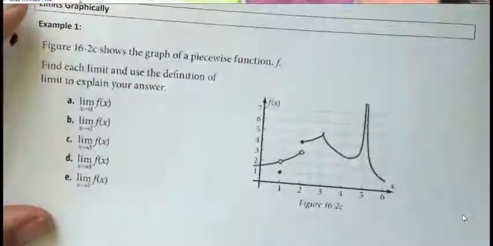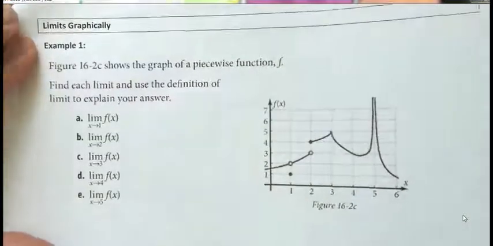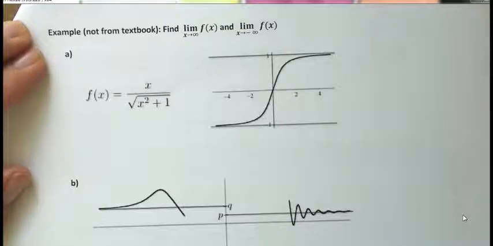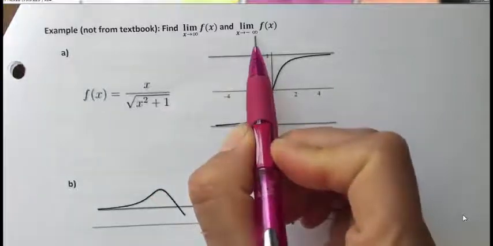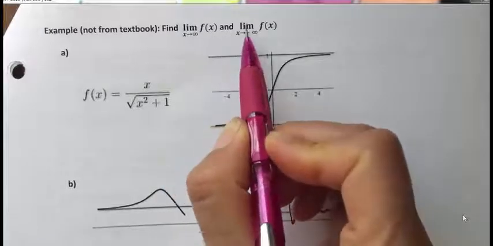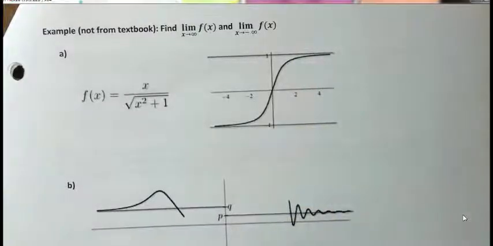So what you just witnessed, you just talked about limits graphically, and we're going to continue talking about limits graphically. I'm going to do a couple examples not from the textbook, and we're going to find these limits. Now, these limits are different because they are approaching infinity and negative infinity. So this is the limit as x approaches infinity of f of x and the limit as x approaches negative infinity of f of x. Okay, so that means infinity is basically the numbers get really, really big. Negative infinity, the numbers get really, really small.